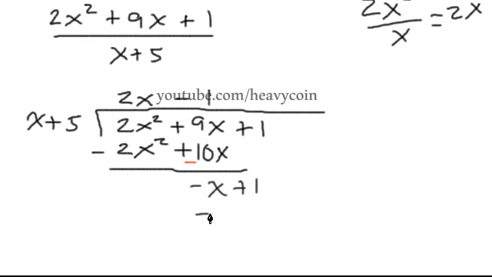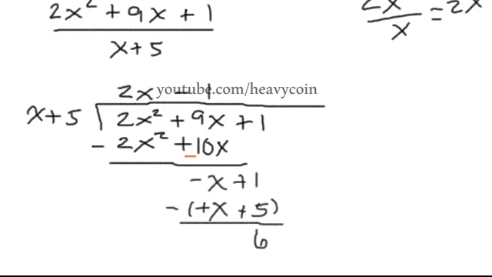Minus 1 times x is negative x. Minus 1. Then we're going to take -1 and multiply it by 5, and so that gives us a -5. Good enough. And then remember, we take the difference of these two. So that changes the sign to a plus, and then it's going to change this to a plus also. Okay? And so that leaves us with a 6. And we're done.